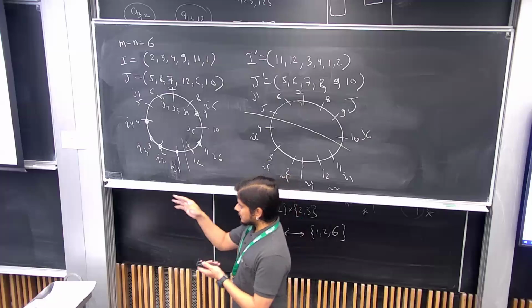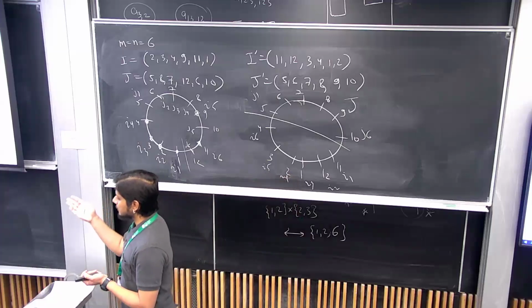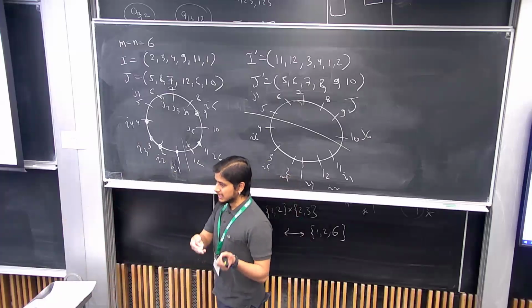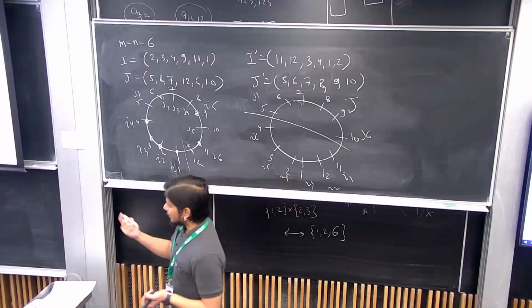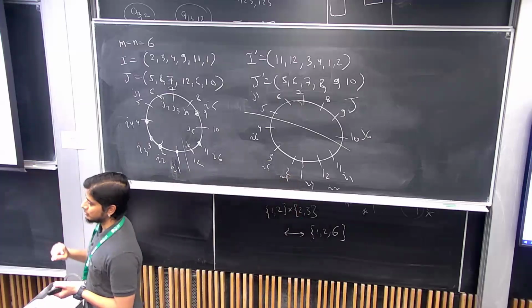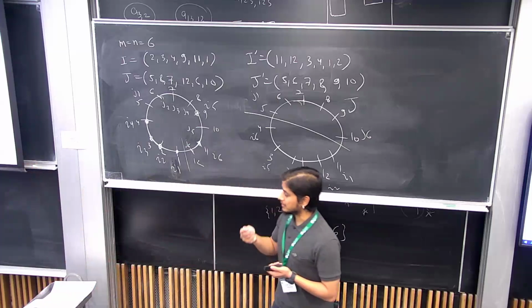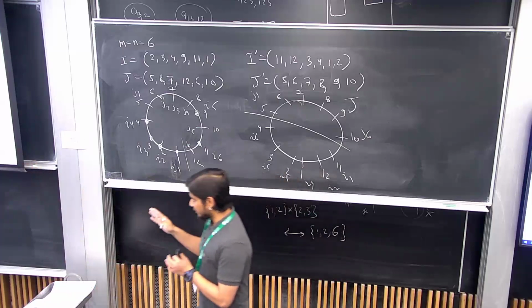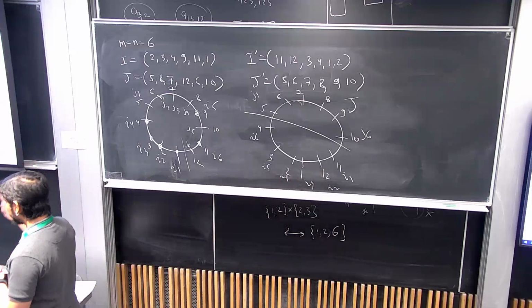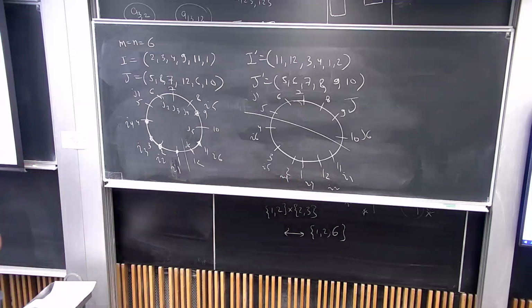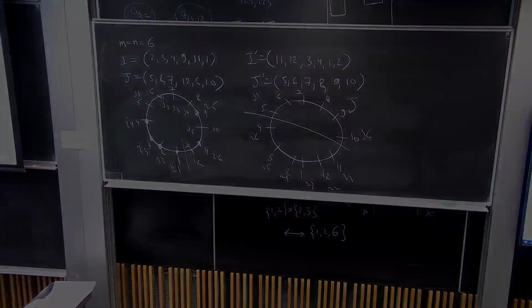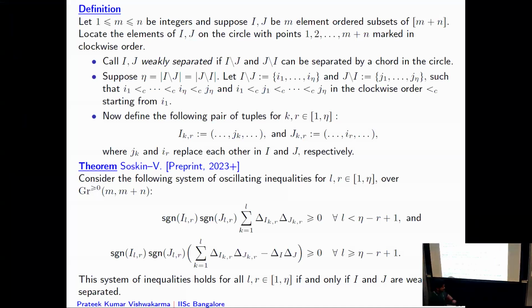So it seems that the notion of weak separability, which is very closely related with the cluster algebra of the Grassmannian, is also related with the existence of these Plücker inequalities. But we don't know these connections yet, but that's there. And maybe we can do something in the future. So, okay, now let's briefly talk about the idea behind the proof.